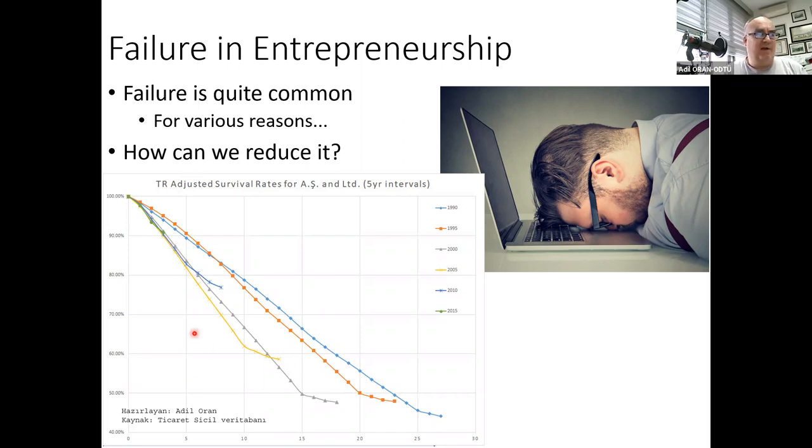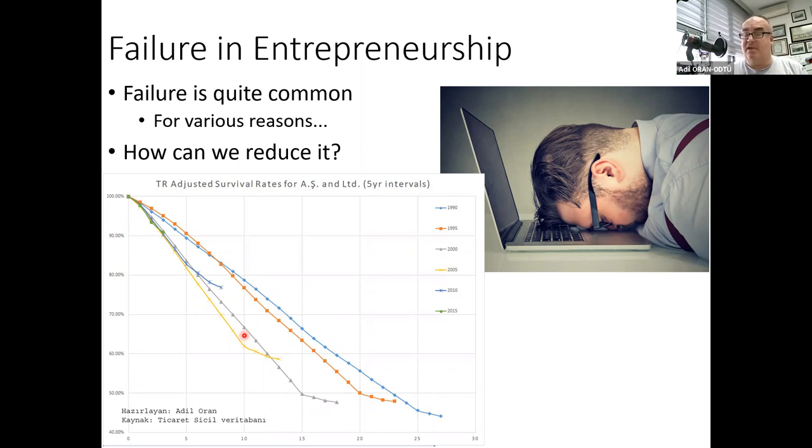So this is at 5 years. Before 2000, it looks like it was about 90% survival. Post 2000, it's a little above 80%. If you come out to 10 years, where in the US this was about one third survival, pre-2000 it was around 80%. Post-2000, it seems to be around 65%, so about two thirds. So this is what we have.